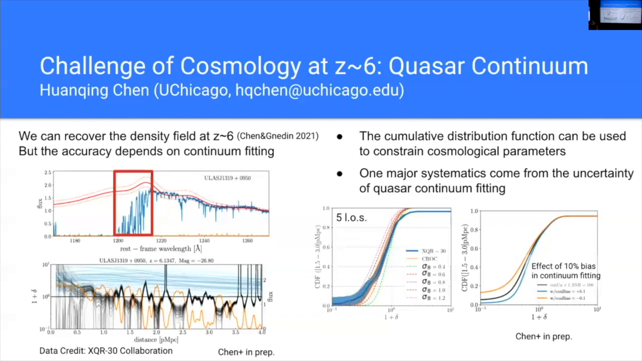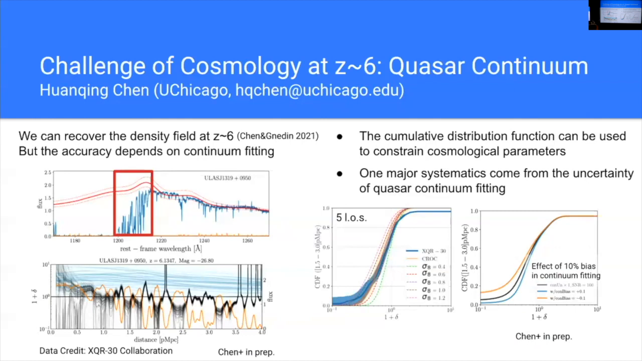So here is one example. The region in this red box is the quasar proximity zone, and you can see a lot of absorption features, and these are mostly caused by the denser gas, mostly in filaments, just like in the low redshift Lyman alpha forest. So after we measure the optical depth of each pixel, we compare it with a baseline model, and then we can recover the density field shown as the black lines in this lower panel.